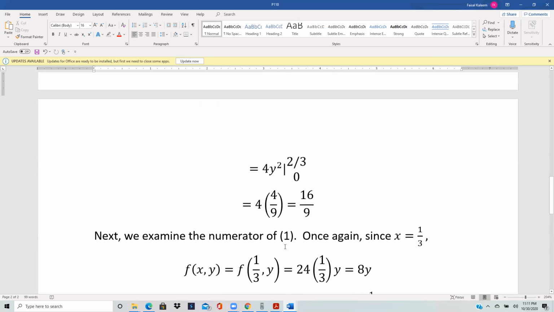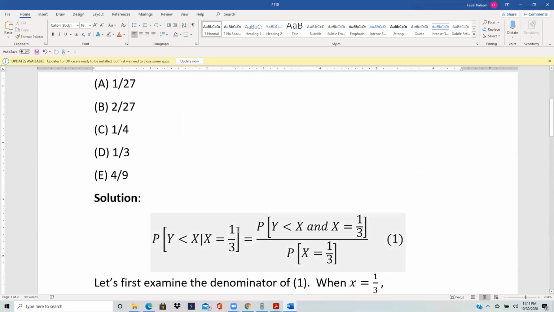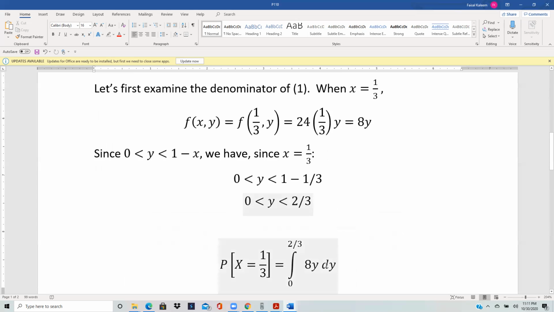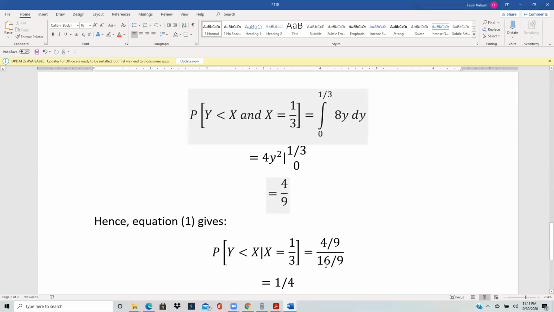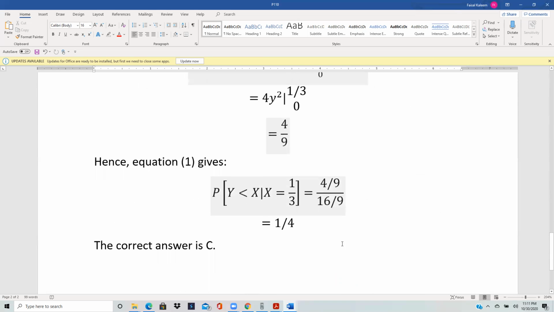And so the required probability would be the numerator divided by the denominator. We've calculated both of them. The denominator was 16/9, the numerator was 4/9. So 4/9 divided by 16/9, the 9's cancel out. 4/16 is 1/4. So that was choice C.